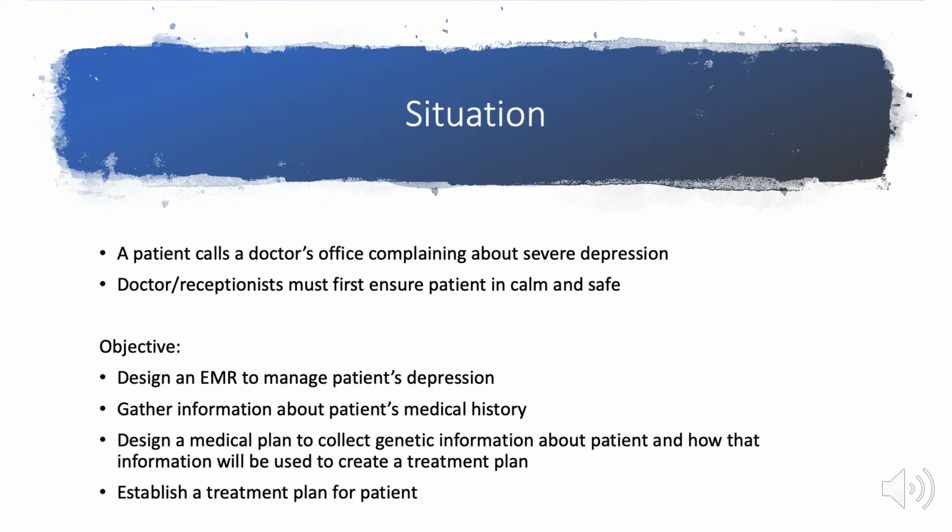The major steps of the plan are to design an EMR that will be able to manage the patient's depression and provide the doctor with essentially a folder that will allow the doctor to input and store information of the patient throughout the treatment process. Next is to gather and input information of the patient's medical history. Based on the medical history, the doctor will design a medical plan to collect genetic information about the patient and determine how that information will be used to create a treatment plan. Finally, based on all the medical data collected, the doctor will be able to create a detailed and well-studied treatment plan for the patient.